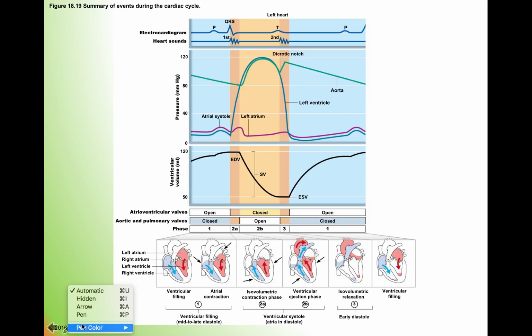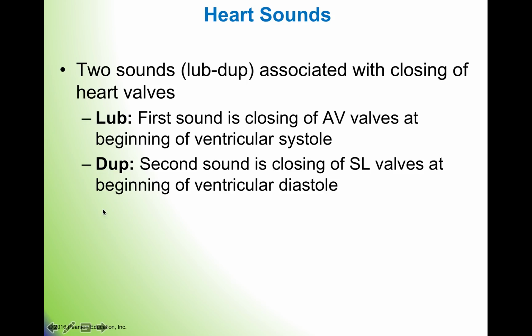Now this picture looks really confusing, but there's a couple of key things that I need you guys to know. First thing is, let me actually go one more slide and I'll come back to that. There are two heart sounds that are created when you actually listen to your heart. One is called the lub, the other one is called dub. Lub sound is associated with closing of the AV valves. As you notice, the AV valves closed up first. And then the dub sound is associated with closing of the semilunar valves as the ventricle starts to relax.